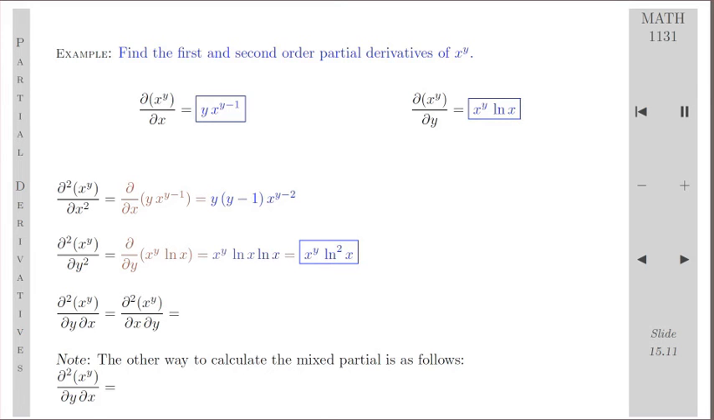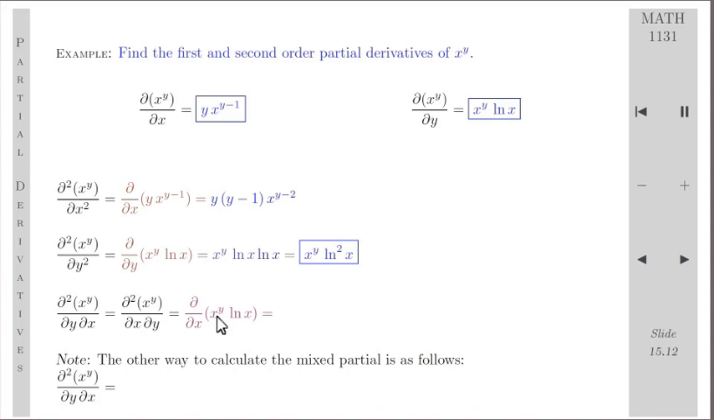Now we have the mixed partial derivative. Of course, it doesn't matter in which order we do this. We will do it in both orders and then verify they are the same. So I'm going to do it in this order first, differentiate with respect to y first, which gives me x power y ln x, and then with respect to x.